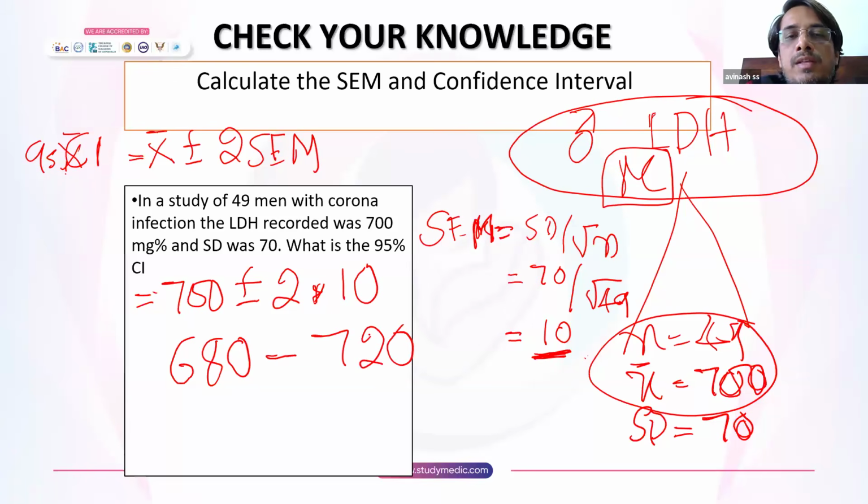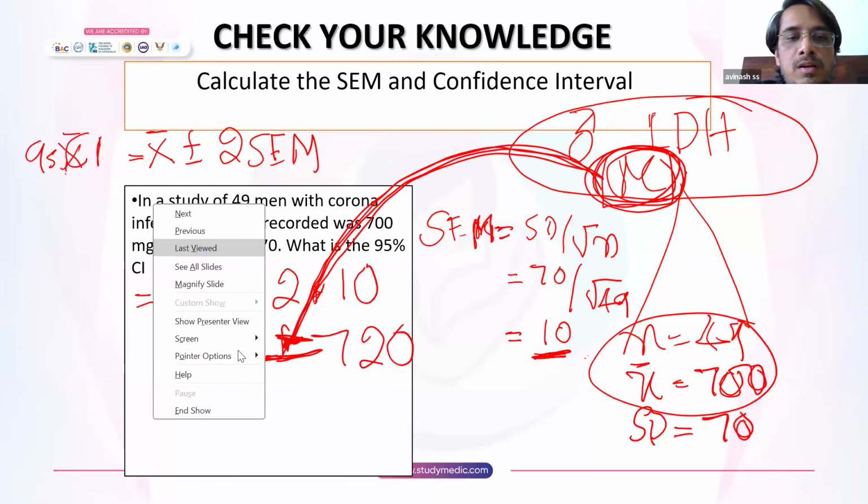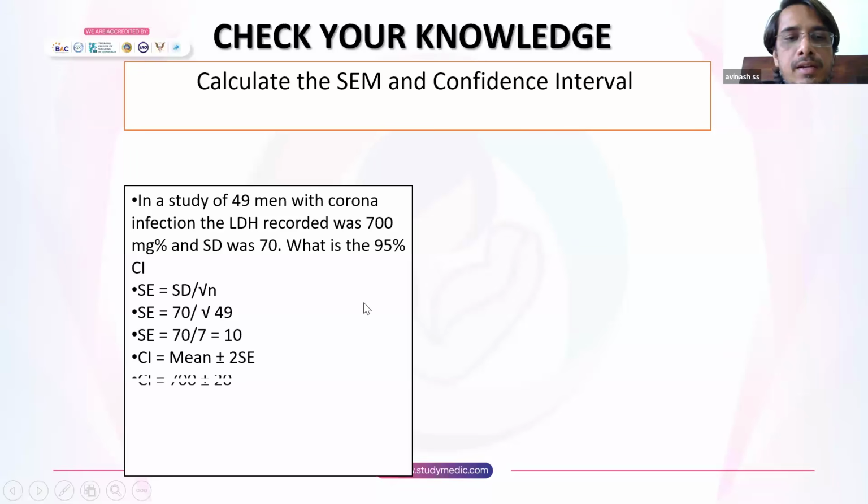What does it mean? There is a 95% chance that the population mean of the LDH in COVID men is somewhere between 680 to 720. This is how we calculate the confidence interval and this is how we interpret it. This is the answer.